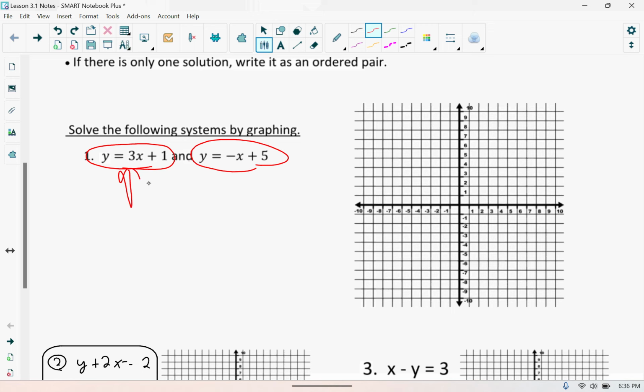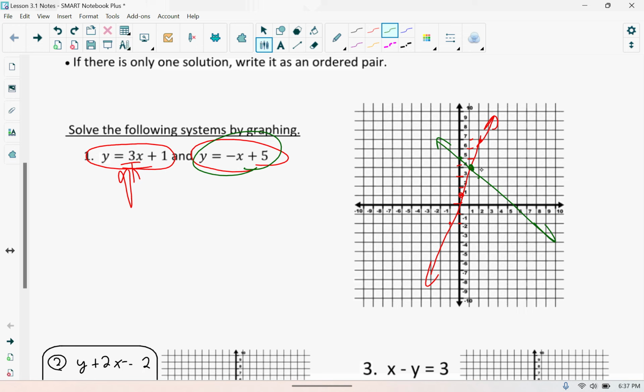I'm going to start off with this one. So I'm going to go up 1, and then our slope is 3. So 1, 2, 3 over 1. Okay, so we have this line. Sorry, that looks hideous. Okay, let's do this one. So I'm going to start at 5 and go down 1 over 1. So it looks like this.